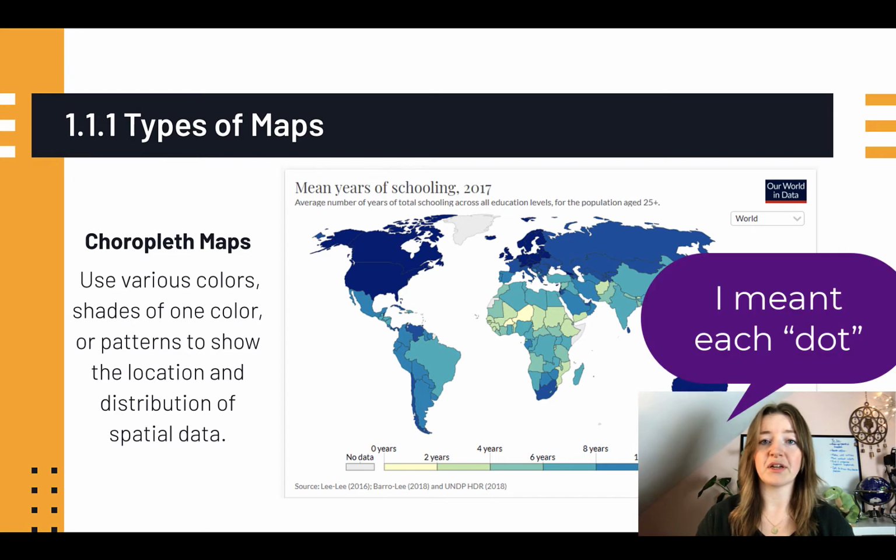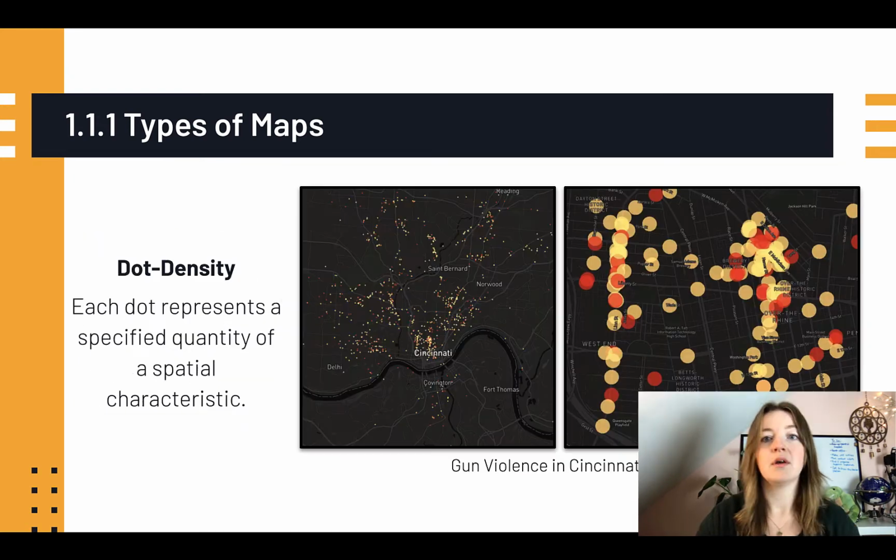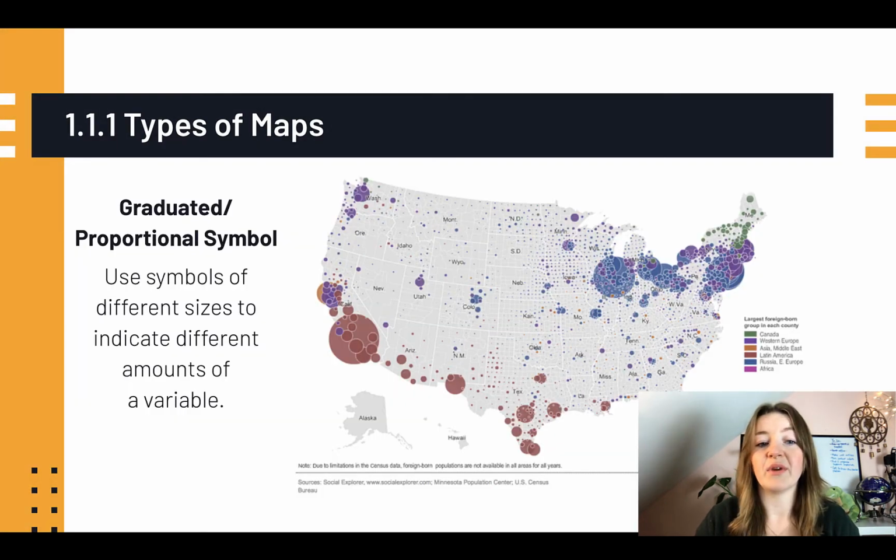So here choropleth, and think color, choro color. Next up, we have dot density maps, and each dot represents a specified quantity of a specific characteristic. So the closer we see those dots together, it's a dot density map, the more dense that characteristic is in an area. Then we have the graduated or proportional symbol maps. The bigger that symbol, the more frequently that characteristic occurs in an area. And we can see here we're looking at largest foreign-born groups in each country, and it's going to vary a whole lot by where you are.